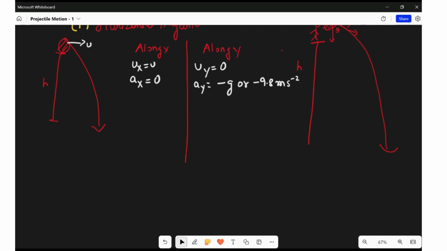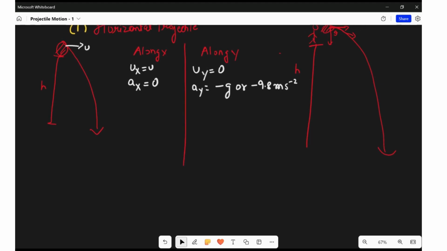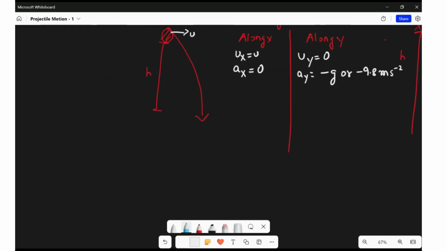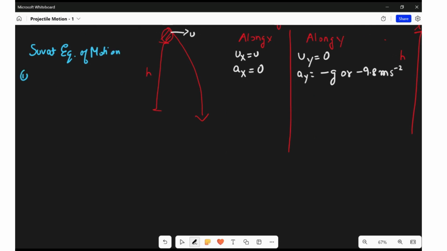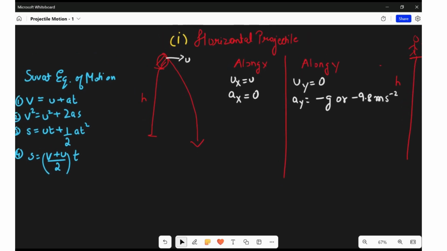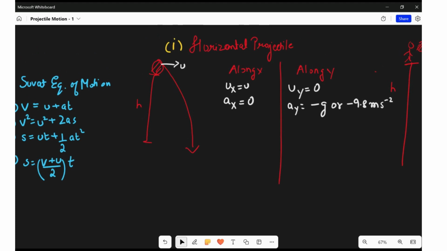All right. Now using the SUVAT equations. Now we know that we have four SUVAT equations, and let me write it here. SUVAT equations of motion. First one is v equals u plus at. Second is v square equals u square plus 2as. Third one is s equals ut plus half at square, and fourth one is s equals v plus u by 2 multiplied by t. Now we'll use these equations throughout projectile, so make sure that you remember all of these equations and don't face any problem while deriving.